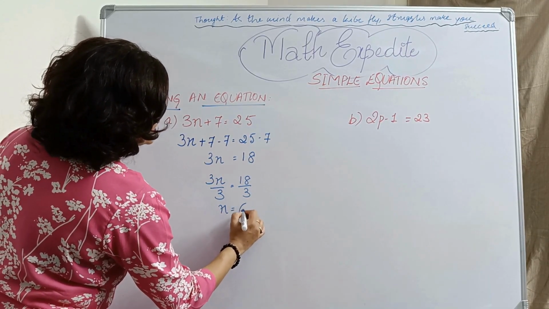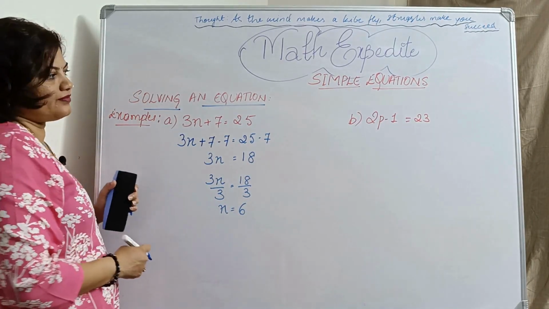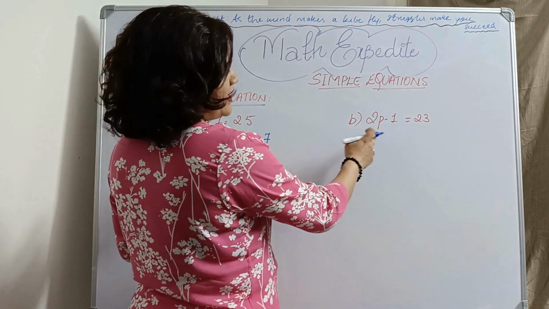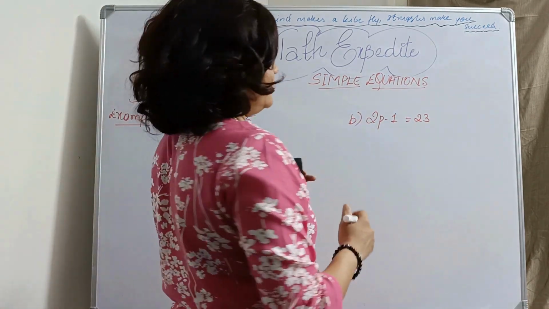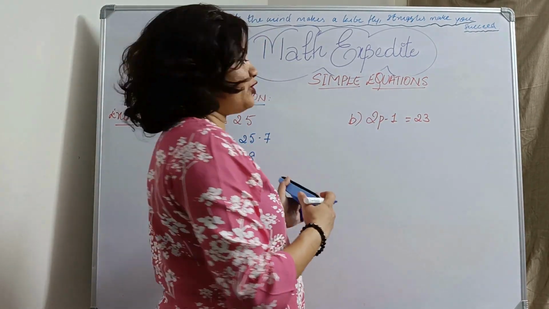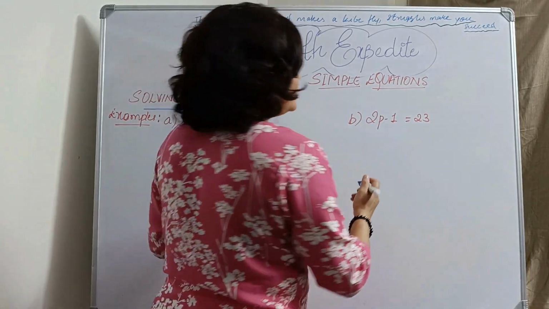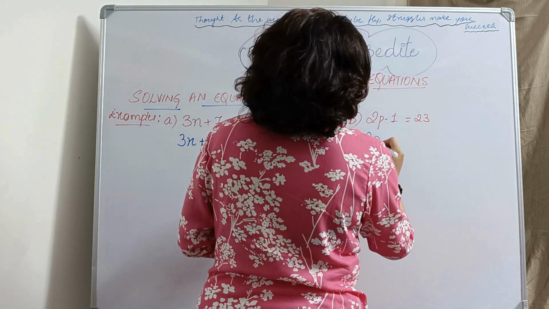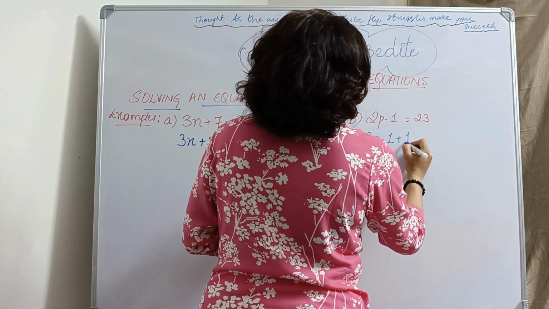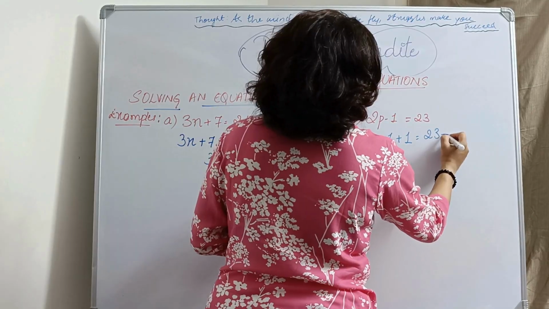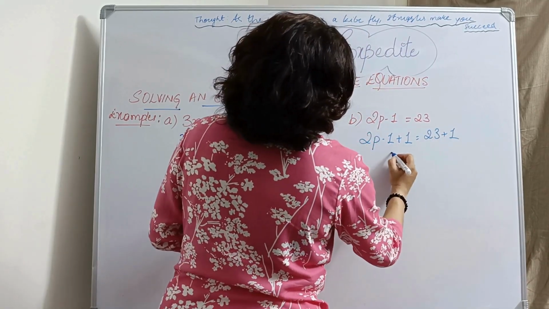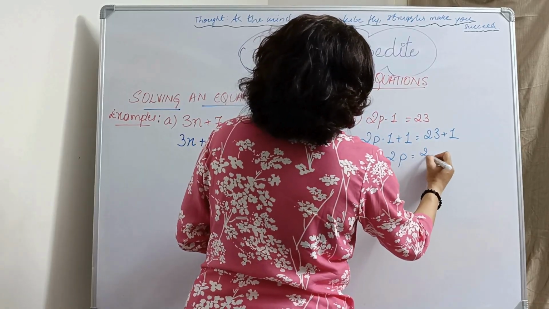So we will get n is equal to 6. Second one, 2p minus 1 is equal to 23. Can you guess which number I have to add on both the sides? It is 1. 2p minus 1 plus 1 is equal to 23 plus 1. So I get 2p equals 24.